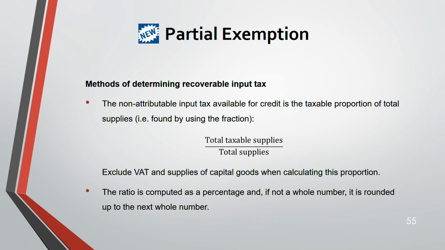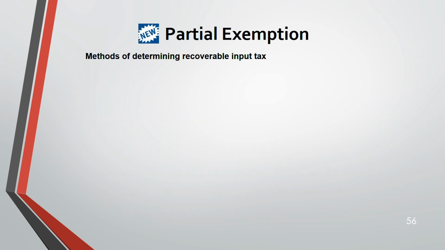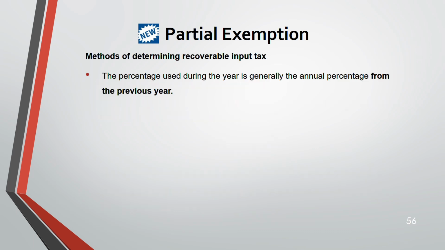So this ratio will be a percentage. If it's not a whole number, it is rounded up to the next whole number. You need a percentage for it. Now, the percentage used during the year is generally the annual percentage from the previous year.